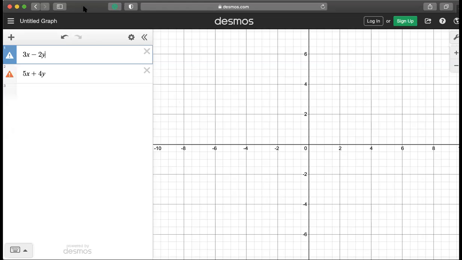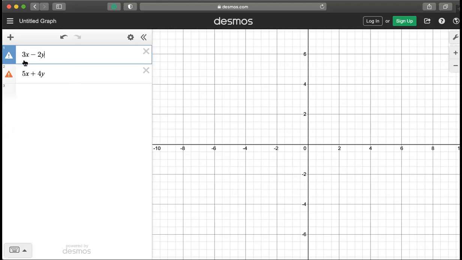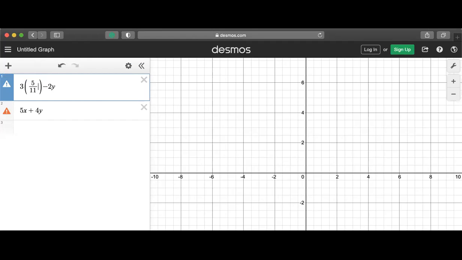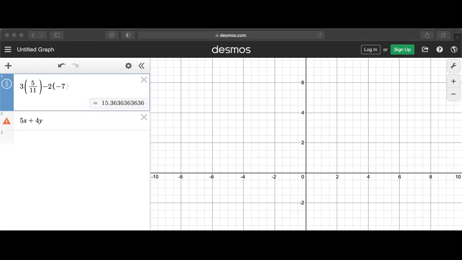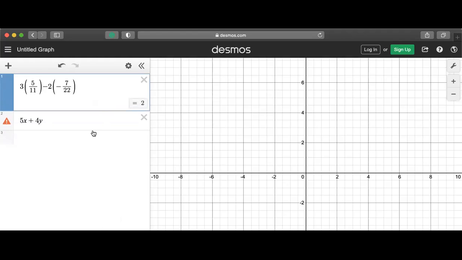Here we are. And notice that I've just written 3x minus 2y and 5x plus 4y into these two slots. What I'm going to do is substitute in that x value and that y value in here and see if the graphing calculator gives me 2 for the first one and 1 for the second one. Okay, so let's see what happens. I'm going to put 5 over 11 here, get rid of that x. And instead of y, we had this negative 7 over 22. Oops. Put that right in here. And you can see that I got 2 for this one.